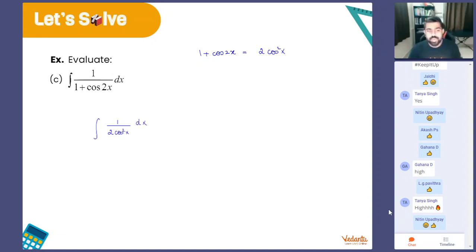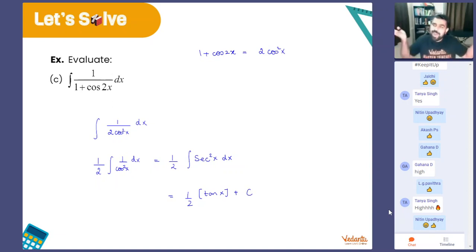So you have 1 by 2 cos square x dx. So I told you, a scalar, a constant can be taken outside your integral. And you have 1 by cos square x dx. Correct now? So that I will write as 1 by 2 integral of 1 by cos square x, which is just secant square x dx. So the integral of secant square x, we know, is nothing but tan x, plus c.